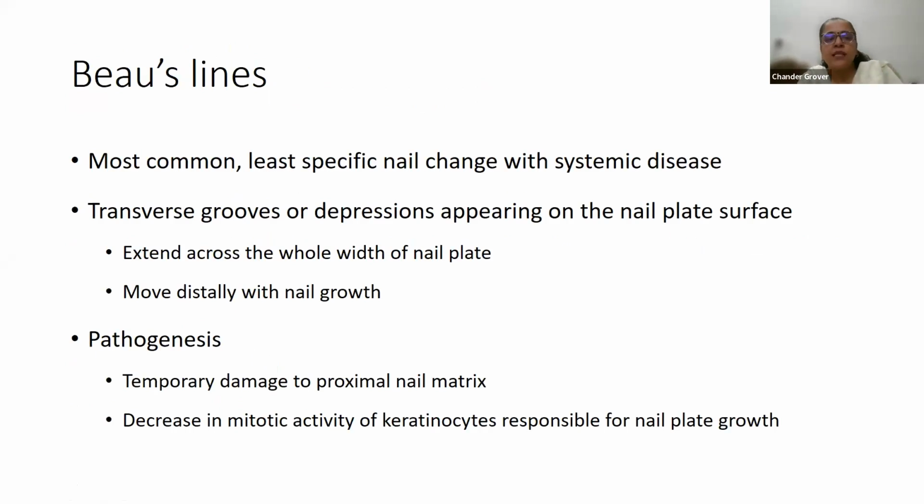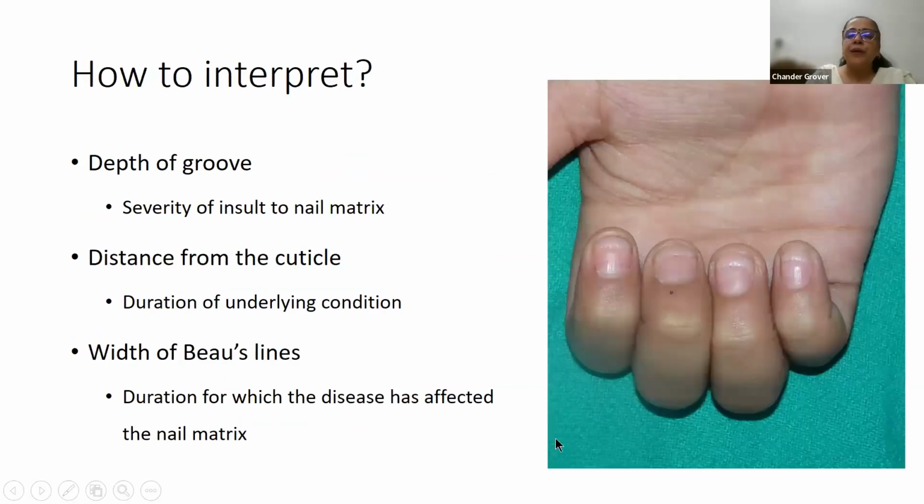What do they tell you? Beau's lines. We all know Beau's lines. They are the most common but least specific nail change associated with systemic disease. They are transverse grooves or depressions appearing on the nail plate surface extending across the whole width. They occur because of a temporary damage to the proximal nail matrix, resulting in decrease in mitotic activity of the keratinocytes.